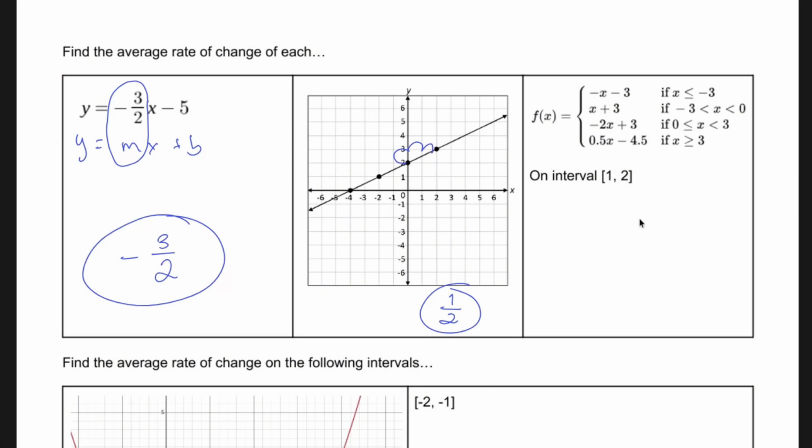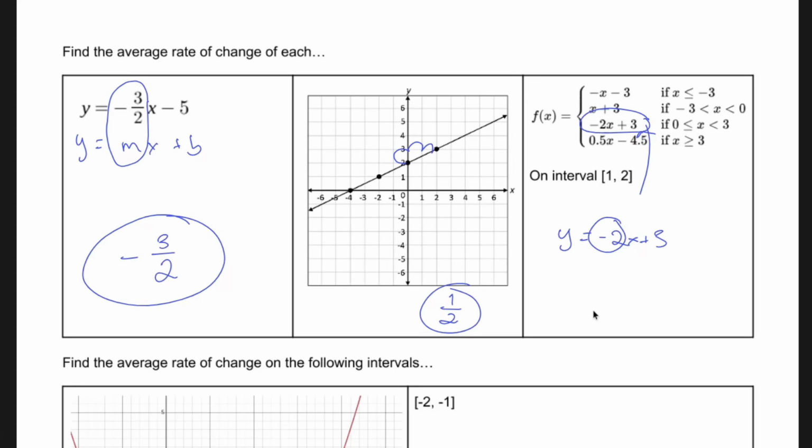Easy peasy. Now we have another average rate of change question, but we only care about stuff that happens on the interval [1, 2]. Now let's see, this is a piecewise function that lives here below -3. This is between -3 and 0. Ooh, this is where I want it. This 1, 2 lives in between 0 and 3. So I want the average rate of change of that part of the piecewise function. And that part of the piecewise function right there is basically the equation y equals -2x plus 3. And last time I checked, that's slope-intercept form.